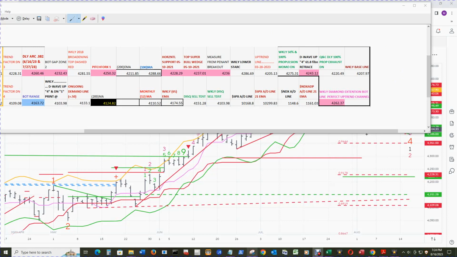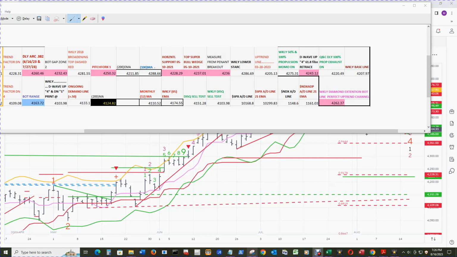And if it does make it down that low and heads a little further than that 4243.12, see what happens at this qualified and confirmed 100% propulsion exhaustion down at 4220.49. Hopefully it does not hit that and then heads up. Maybe it overshoots this a little, but not hitting that. If it hits that and starts heading down, then it's the 4109.8 trend factor down 4, where you can make that 100% buy there for your stake.